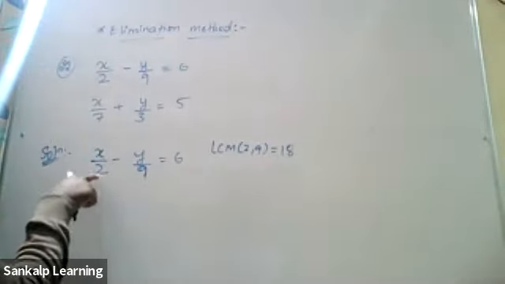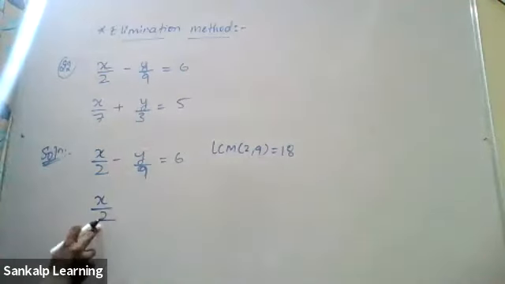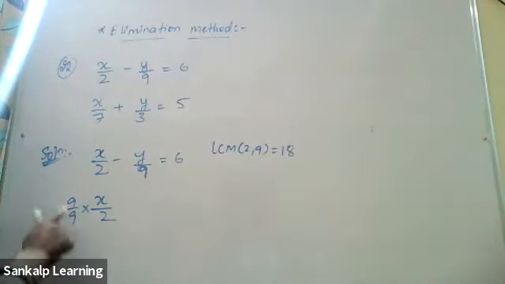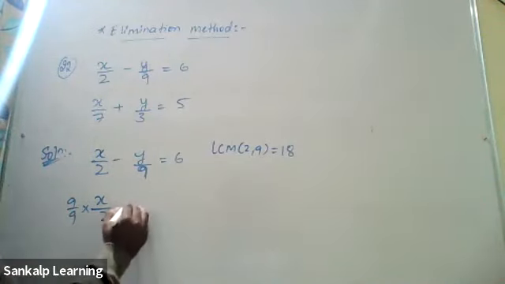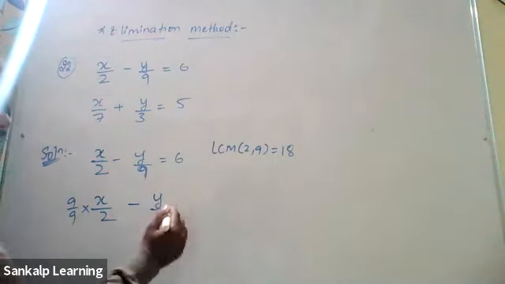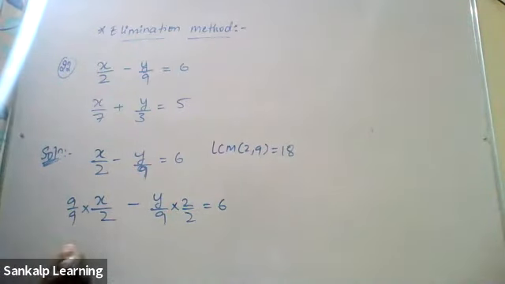So 2 should become 18, and 9 should also become 18. For x by 2, to make the denominator 18, I have to multiply by 9 for both numerator and denominator. I cannot multiply only the denominator, I should also multiply the numerator. Minus y by 9, to make 9 into 18, multiply and divide by 2. So you get 9 into x is 9x.